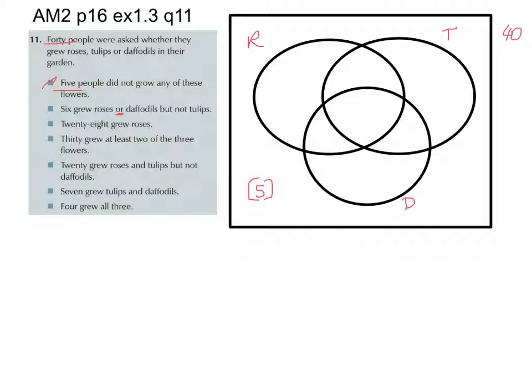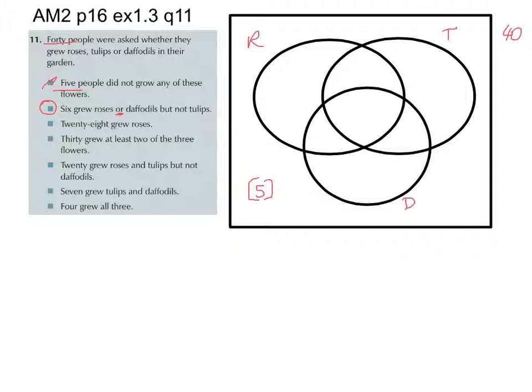Now this is quite an important one, you have to be very careful about this. Roses or daffodils, but not tulips. So when you have an or, that's a union. So roses or daffodils is that section there, but we're taking away the tulips. So roses or daffodils represents these 3 sections. We can't do anything with that for the precise moment in time. We'll just hold back on that.